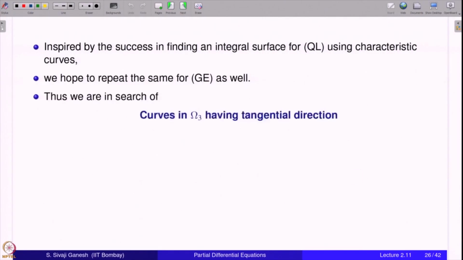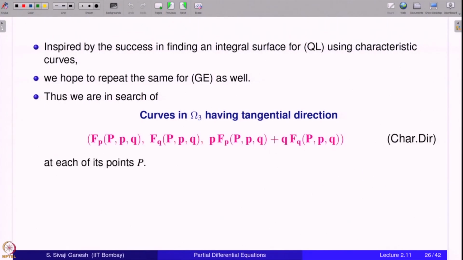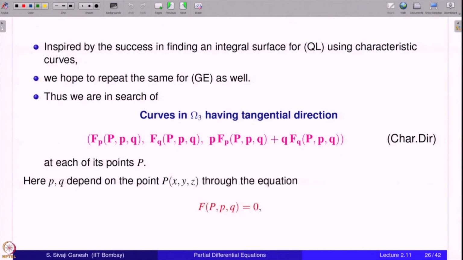So, we are in search of curves in Omega 3 which have tangential direction equal to the characteristic direction that we just found, which is this Fp, Fq, Pfp plus Qfq at each of its points p. Such curves we are looking for. Now, P and Q of course depend on the point x, y, z, right, they satisfy this equation. So, it depends on x, y, z.